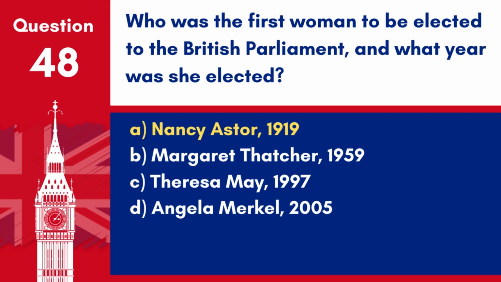Answer: A. Nancy Astor, 1919. Nancy Astor was the first woman to be elected to the British Parliament, taking her seat in 1919 as the Member of Parliament for Plymouth Sutton.